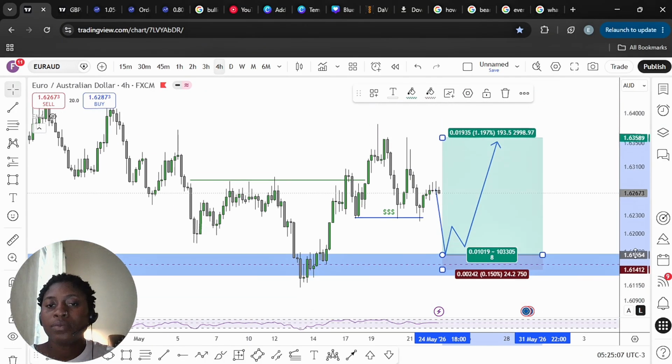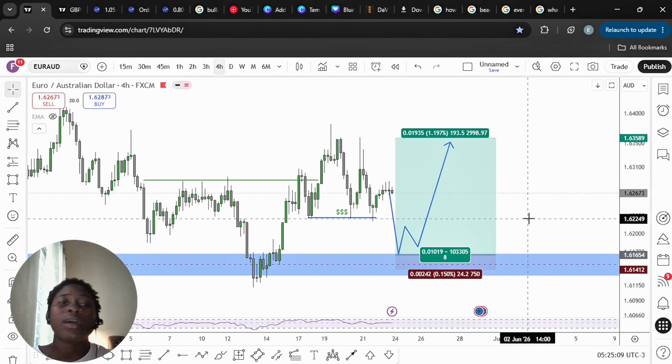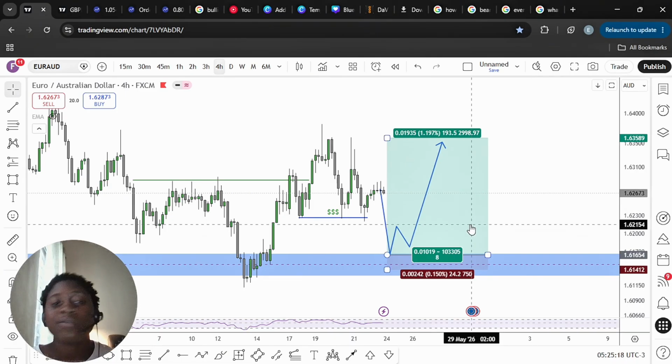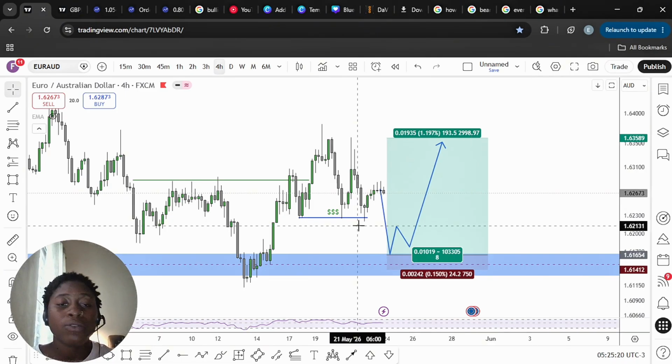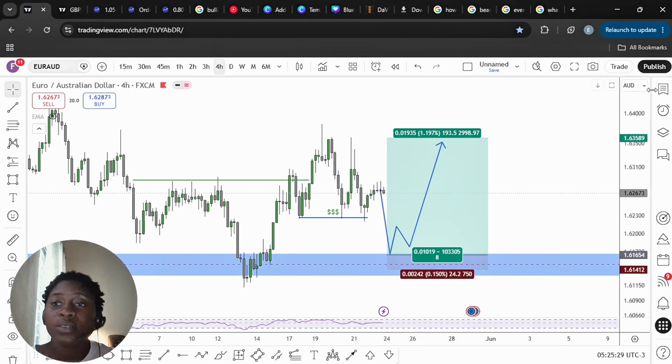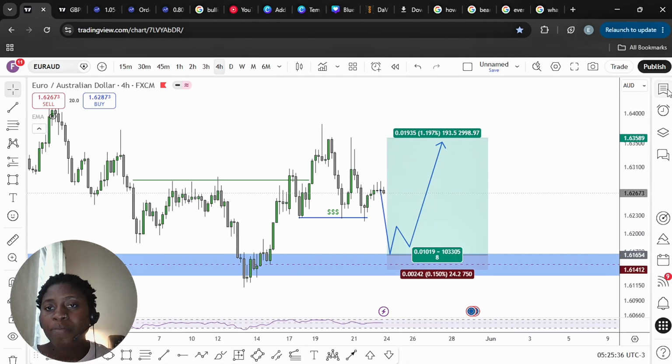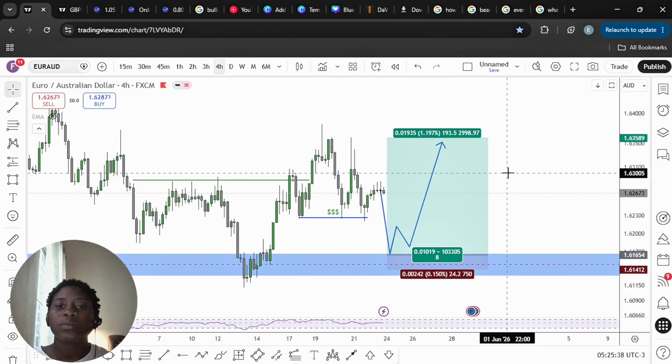So yeah, I like the setup, and in particular, I like the EURGBP pair. It is fast becoming my favorite pair. I really like it because it follows simple textbook price action market blueprints. So I have that. I also have GBPNZD, but it's not a high probability setup.